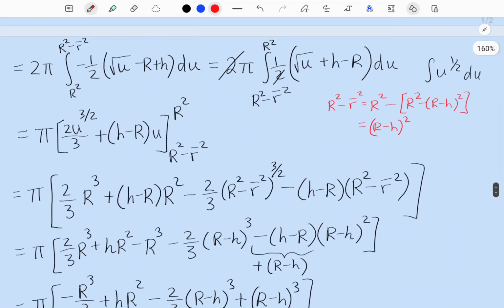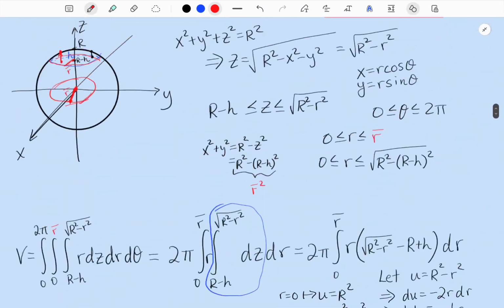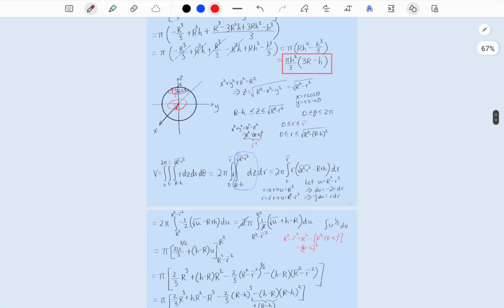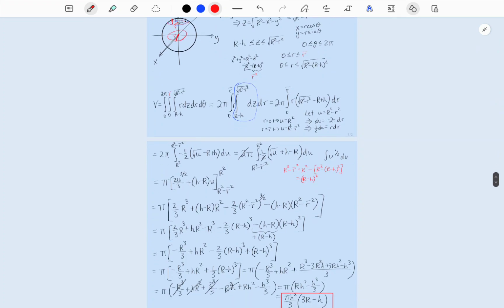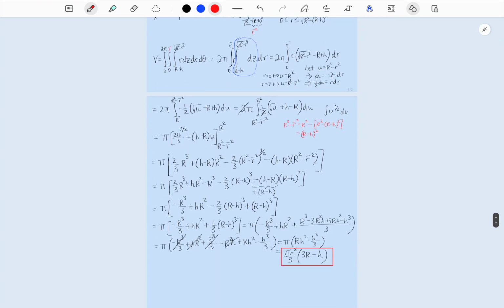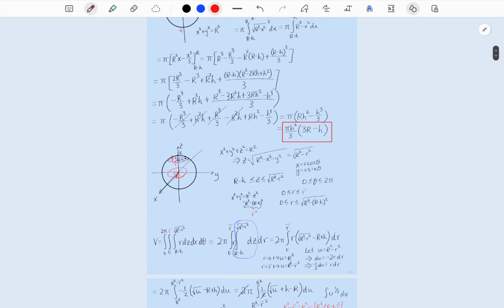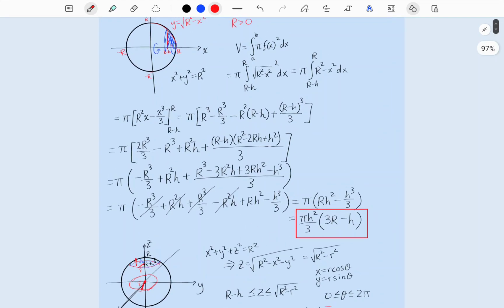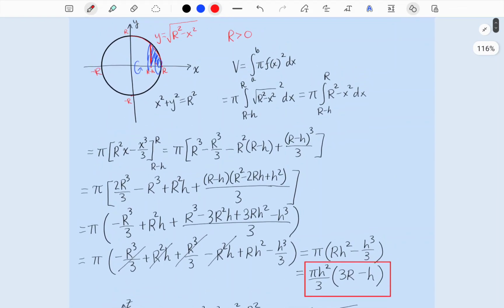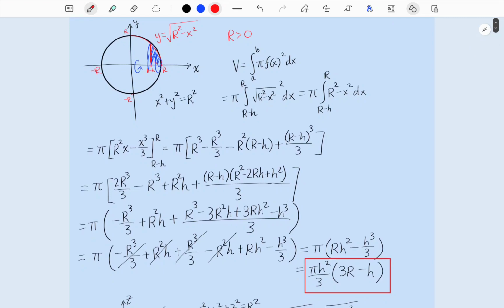Very, very interesting indeed. So we see here that using the calculus 3 method with cylindrical coordinates is actually much longer than using calculus 1 integral calculus volume or solid of revolution.